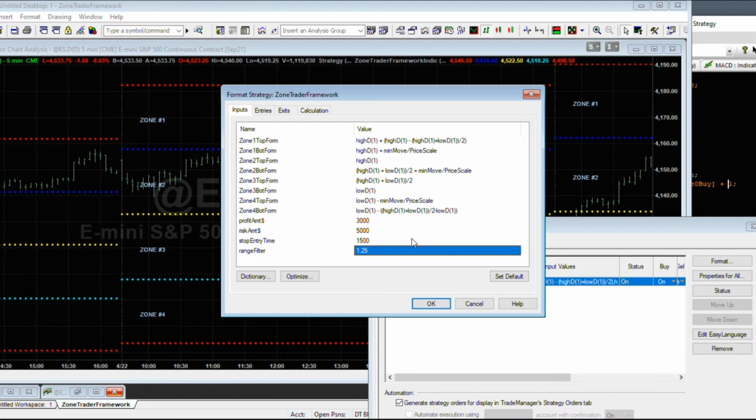So let's go ahead and get started on this. Like I said, this is the Zone Trader Framework. These are the inputs, and these are the levels that you can just go into the inputs and modify if you like. I've also included a version that does not have the zone level definitions in the inputs. They're basically in the EasyLanguage code themselves, so you can do it that way as well. So let's go ahead and play around with this a little bit.